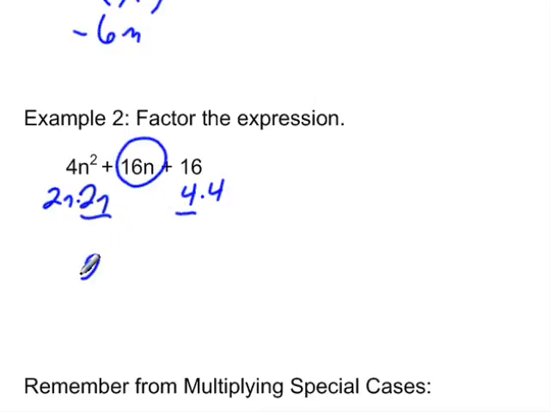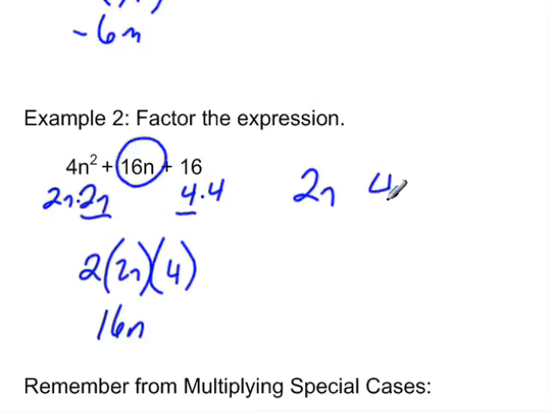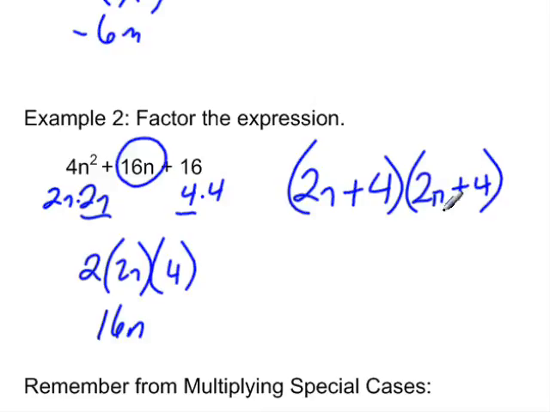So we need to say 2, positive 2 because that's positive there, times 2n times 4. And 2 times 2 is 4 times 2 is 16, and we only have one n in there, so yes, it does work. So it is a perfect square trinomial. That means I can just take my 2n and my 4, and I can write this out. Because that is a positive sign there, I can put a plus sign here and here, which is just like last time equal to 2n plus 4 squared.